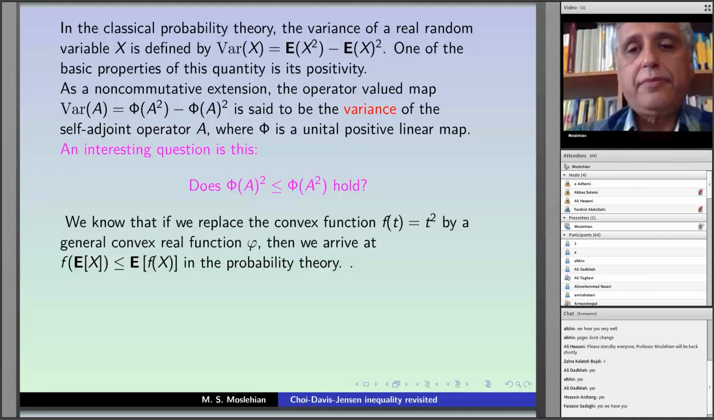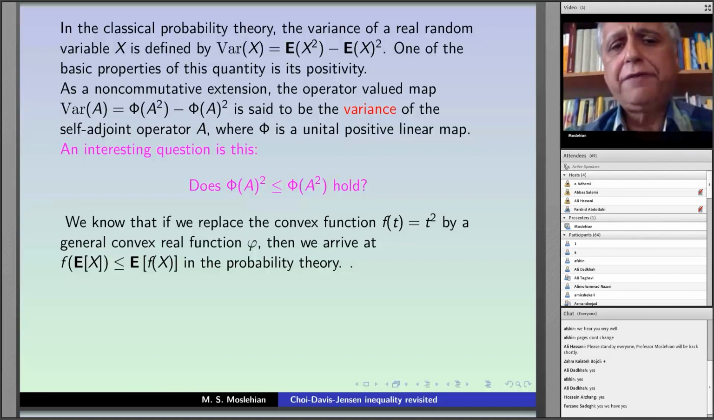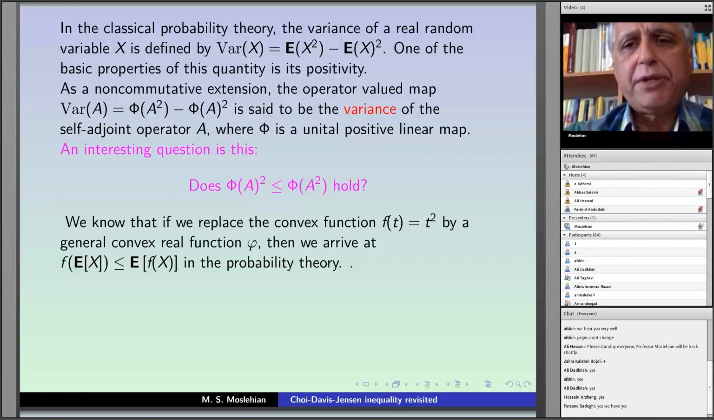If we replace t squared by a real convex function f, then we have f of the expectation of x is less than or equal to the expectation of f of x. The difference of these quantities is known in probability theory as the Jensen gap.